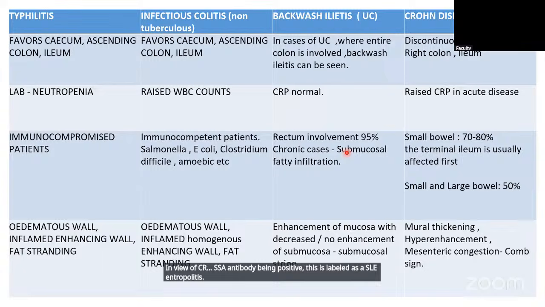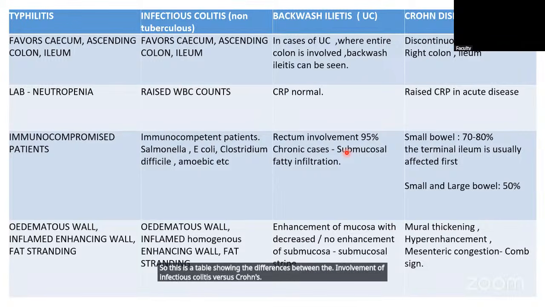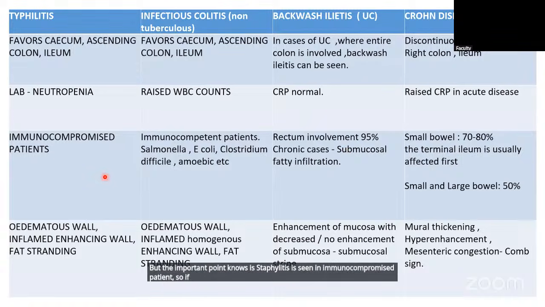So this is a table showing the differences between the involvement of infectious colitis versus Crohn's, backwash ileitis of ulcerative colitis, and typhlitis. I will not go much into the detail, but the important point to know is typhlitis is seen in an immunocompromised patient. So if you see any wall thickening of the cecum or ascending colon, and if there is neutropenia, then only you can label that patient as typhlitis. Otherwise, it will fall into the spectrum of infectious colitis.